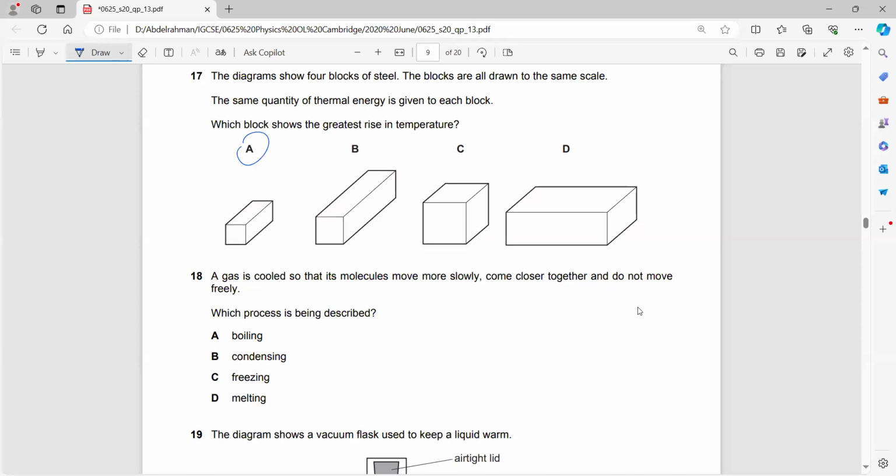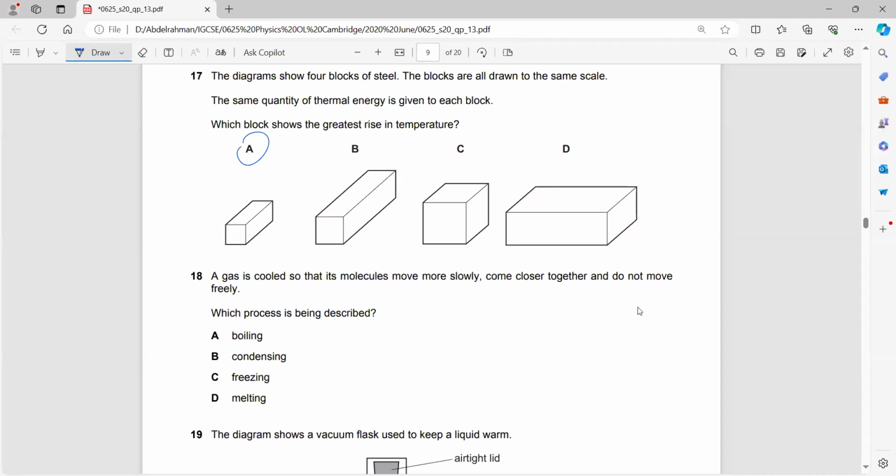Why? Because it's the smallest block. If you, for example, give them all 1,000 joules of heat energy, then the temperature of A would increase the most. Why? Because it's the smallest block, so it would experience the highest temperature change.